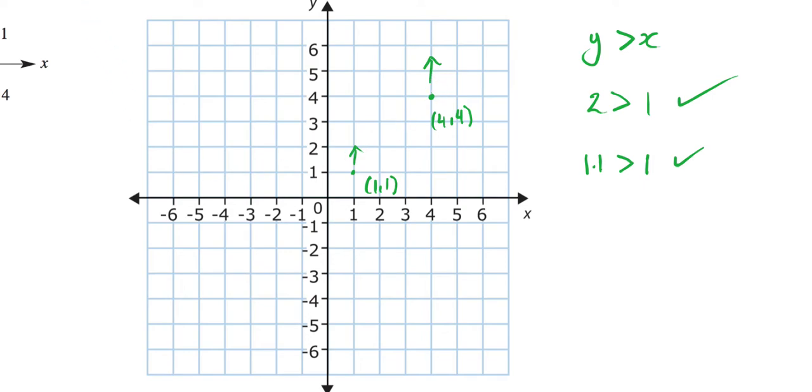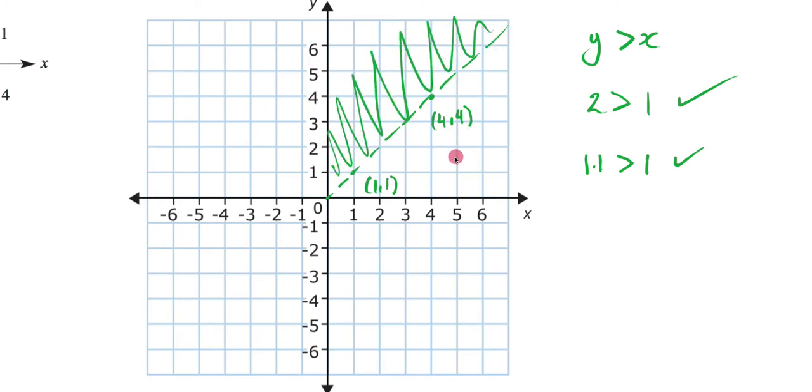So that means we have a mathematical way of noting this. So we're just going to get rid of these. And what I'm going to do is draw a dotted line. Now it's important that it's dotted. And we know that any points above this line are going to be where my y value is greater than my x value.